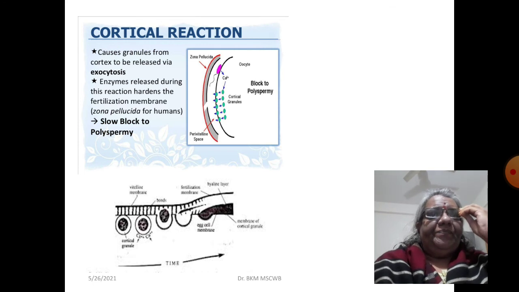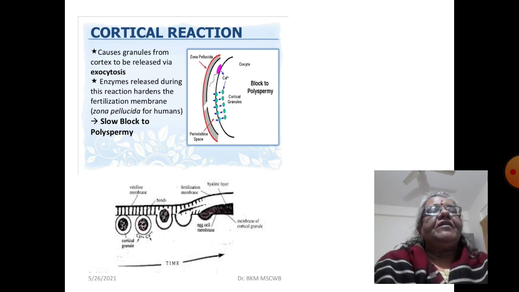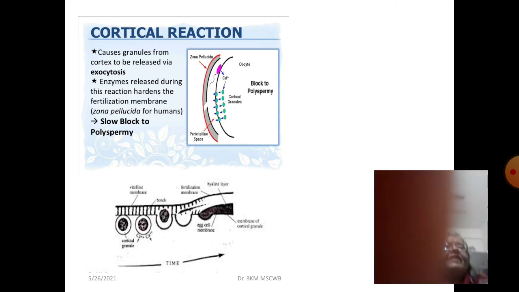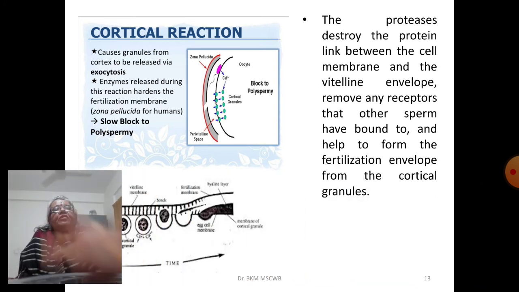You can see here the egg membrane, the vitelline membrane, the perivitelline space, and these cortical granules slowly releasing their contents, forming a sort of lamellar structures and converting the vitelline membrane into the fertilization membrane and preventing the entry of more sperms, in a way preventing polyspermy. All right. So these two diagrams you have to understand.